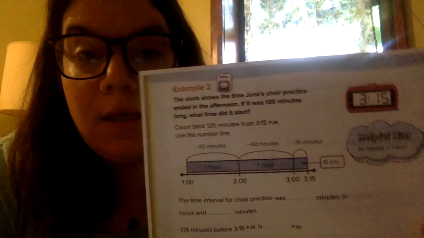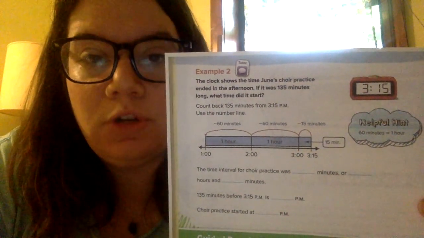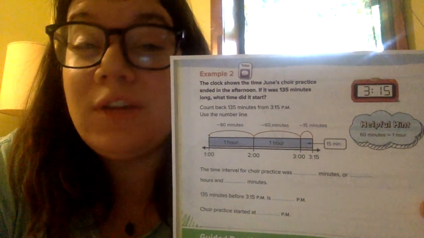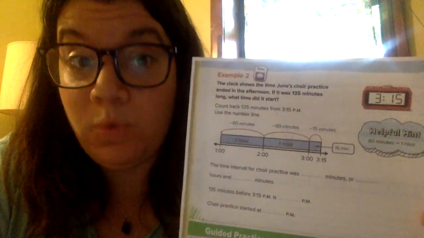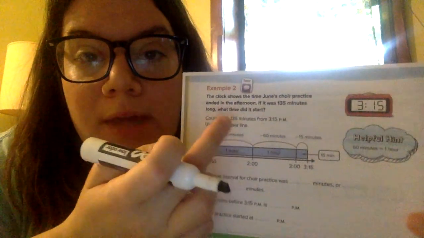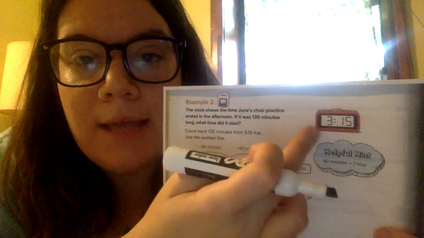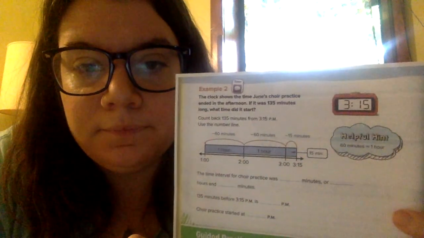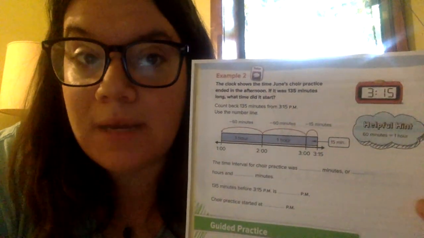Example 2. The clock shows the time June's choir practice ended in the afternoon. It was 135 minutes long. What time did it start? So now we know what the time interval is. We have to figure out what time it started if we know the end time. So we know that her choir practice ended at 3:15, and we've got to go back in time 135 minutes.